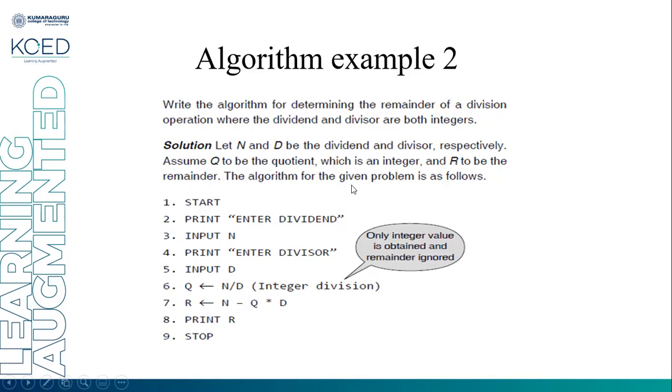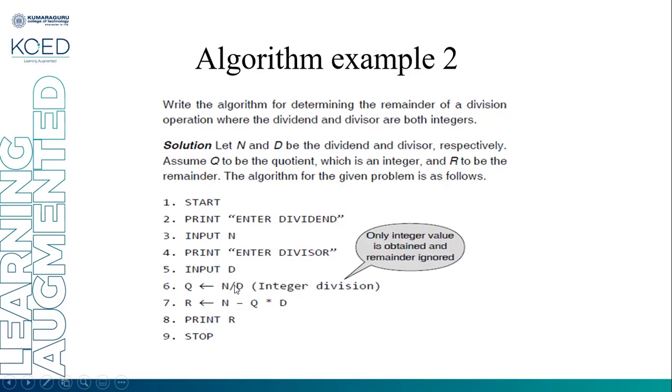The algorithm for the given problem is as follows: start, ask the user, print "enter the dividend". The input n, the dividend, is stored in the variable n. Then the algorithm asks, print "enter the divisor". The user enters the divisor, which is stored in the variable d. So q equals n by d is an integer division. Only the integer value is obtained and the remainder is ignored.